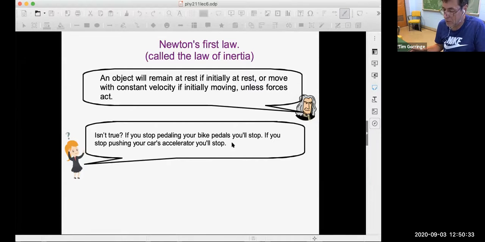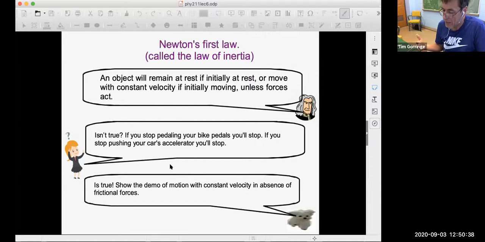And so it seems this law can't be true. It seems this law can't be right. But it is true, it is right. And I want to show you a demonstration of that.